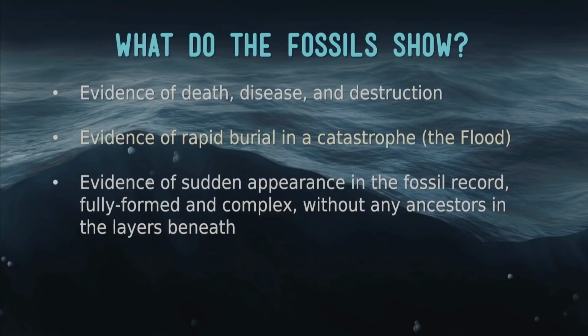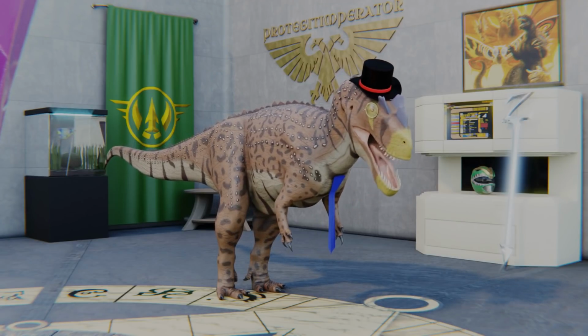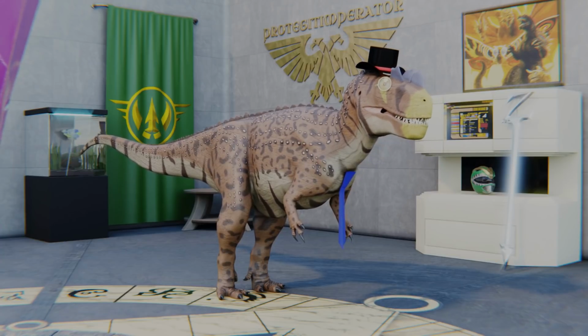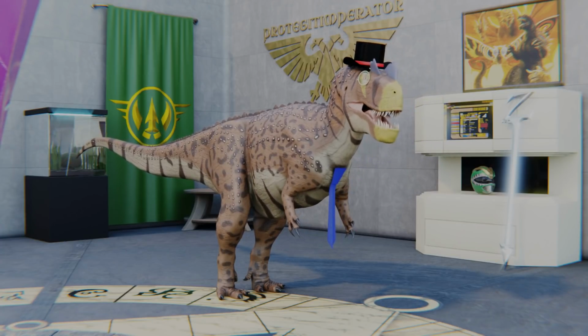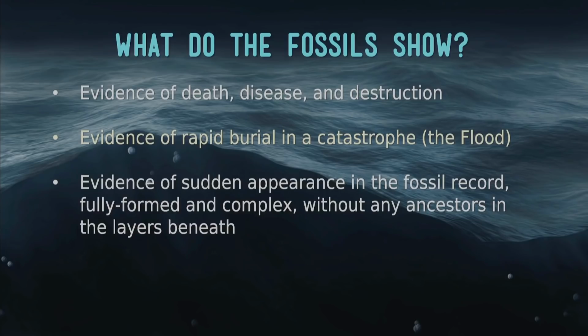So, what do the fossils show? Well, these fossils show that Snelling is either a liar, unbelievably lazy, or a moron. I'm not completely sure which one, but I'm leaning towards both liar and unbelievably lazy. They show evidence of death, disease, and destruction. That's true. They show evidence of rapid burial in a catastrophe, the flood. They also show evidence of sudden appearance, fully formed and complex, without any ancestors in the layers beneath them.